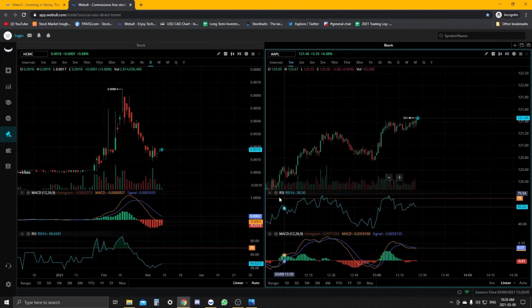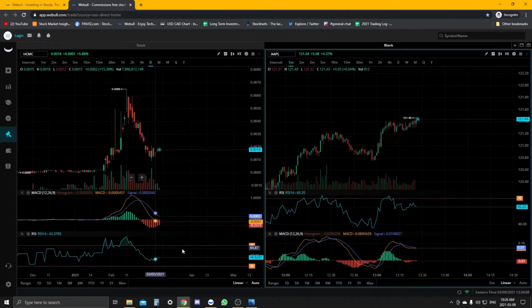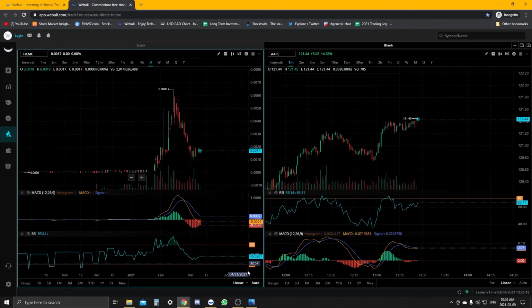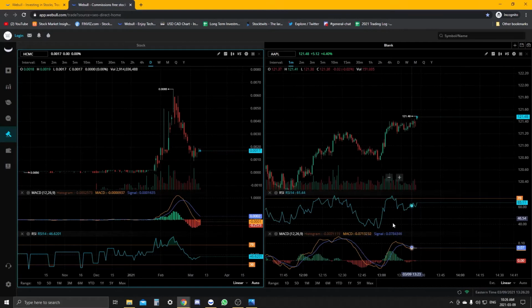The RSI, however, is the strength. So RSI will measure if it's overbought or oversold. So you see these two, 70, 30, pretty much anytime it's at 30, it's oversold. Anytime it's above 70, it's overbought. Now, really depends on you how you want to use these.